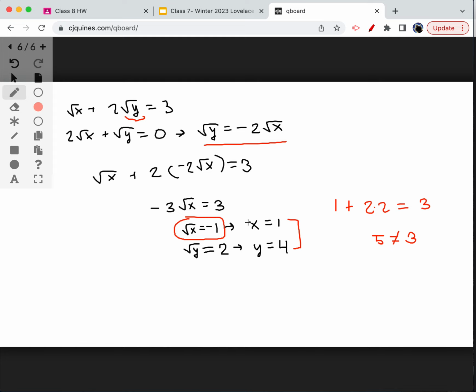So does anyone have any questions on why this has no solutions? No. Okay, so if not, I think that's all we have time for today.